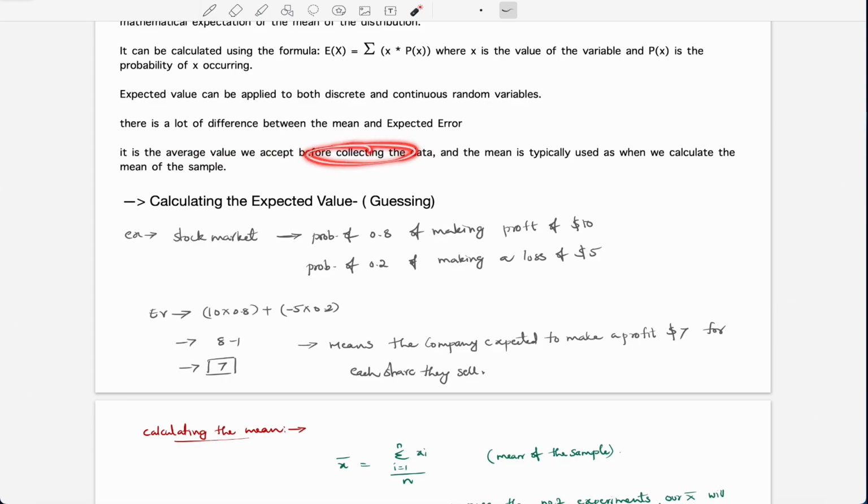Before collecting the data, we accept some value. So that is an expected value. And the mean is typically used when we calculate the mean of the sample. We have seen this, right? The sum of the numbers by the total number of numbers. We have seen this mean, right? I hope you have a basic understanding of what I'm trying to convey to you, right?